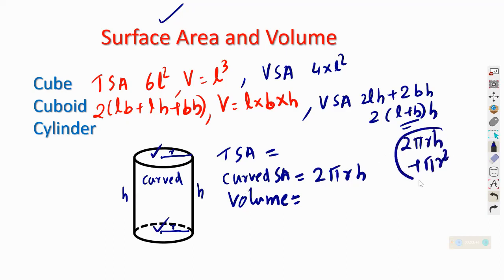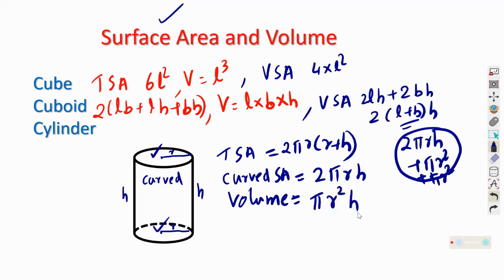On rearrangement, we got the total surface area as 2 pi r. There are two surfaces, so plus 2 times pi r square will come. So naturally we write 2 pi r into r plus h. This also you studied last year. And the volume of a cylinder is calculated by the formula pi r square h.